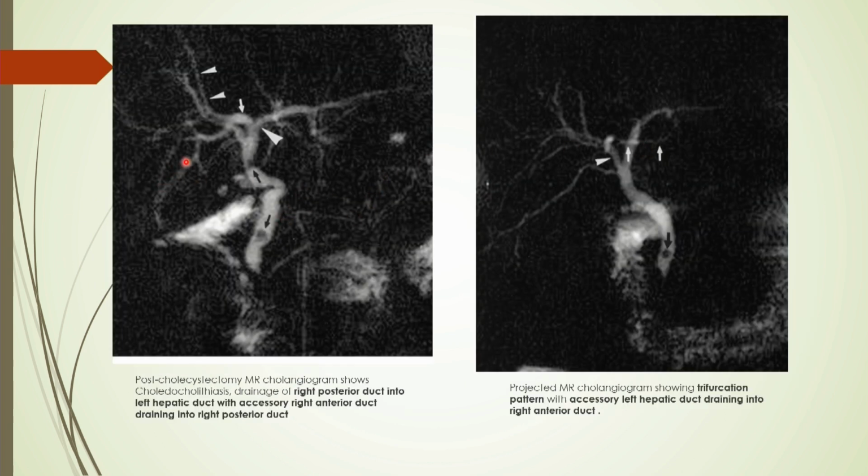Here we can see the right posterior sectoral duct draining into the left hepatic duct and accessory right anterior hepatic duct draining into the right posterior sectoral duct. Here we can see the accessory left hepatic duct draining into the right anterior sectoral duct and the right posterior sectoral duct, forming a trifurcation pattern.